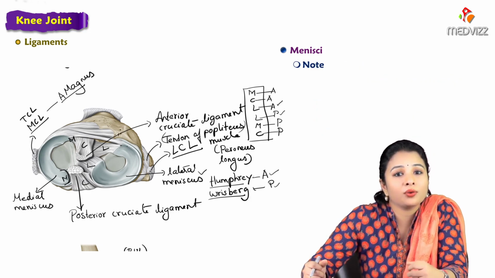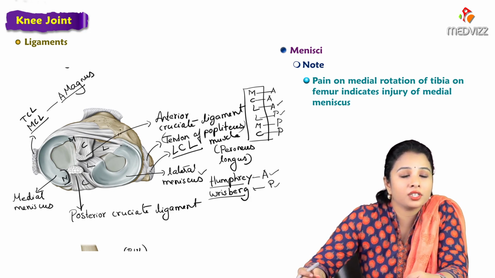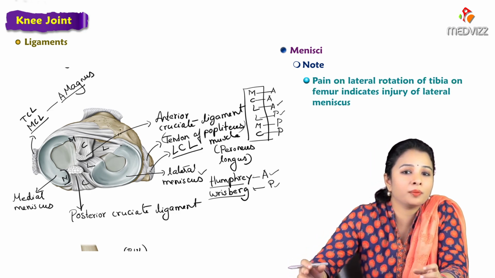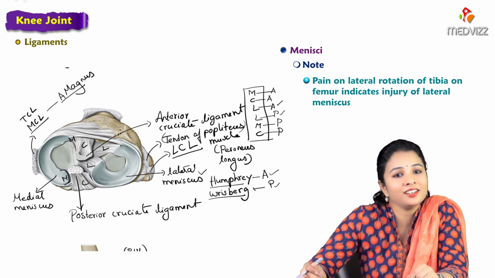One thing we can note here: pain on medial rotation of the tibia on the femur indicates injury of the medial meniscus, while pain on lateral rotation of the tibia on the femur indicates injury of the lateral meniscus.